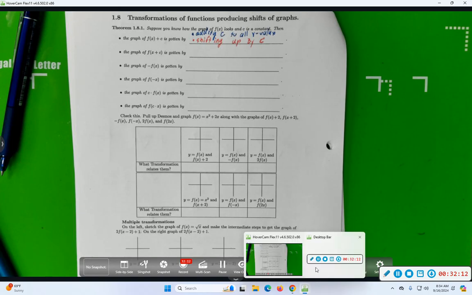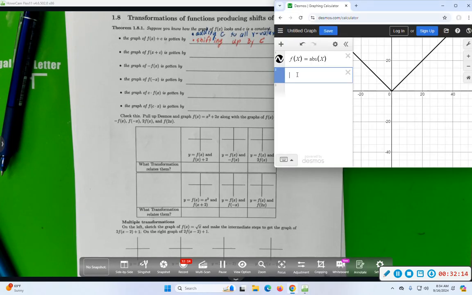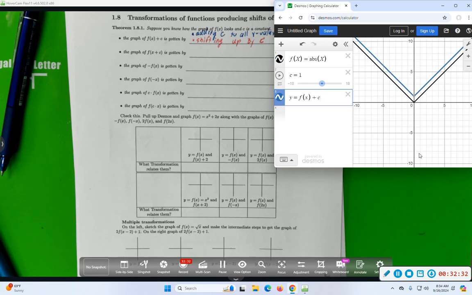There's the absolute value function graphed. Give me a value for c. Just give me a number. 1. Good. Thank you for not picking 0 or negative. Let's also graph y equals the same function, f of x plus c. Does that look like the absolute value function, just shifted up by 1? Yeah. And in fact, I can change c and it just tells you how far to shift. If c is negative, you just shift down. Neato. That seem good?